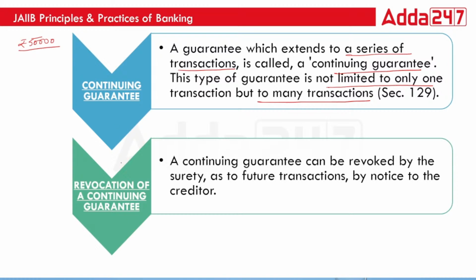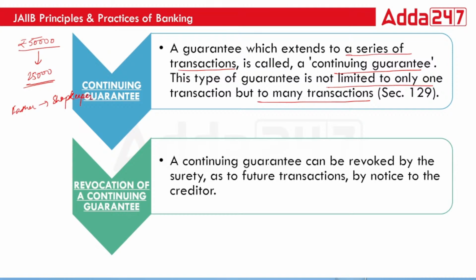So continuing guarantee means if there is a series of transactions, multiple transactions allowed within a guarantee, that is called continuing guarantee. Revocation of a continuing guarantee means that suppose after the kids have already purchased stationery worth 25,000, the father told the shopkeeper that now please stop. Don't give anything to my kids without my permission. So this is called revocation of continuing guarantee.